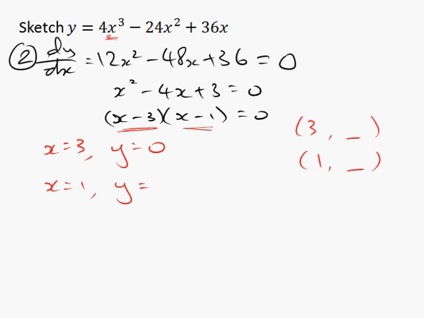So therefore the answer to this one is 16. So I have 1, 16 and 3, 0. Okay. So these are my turning point steps. Step number 2.